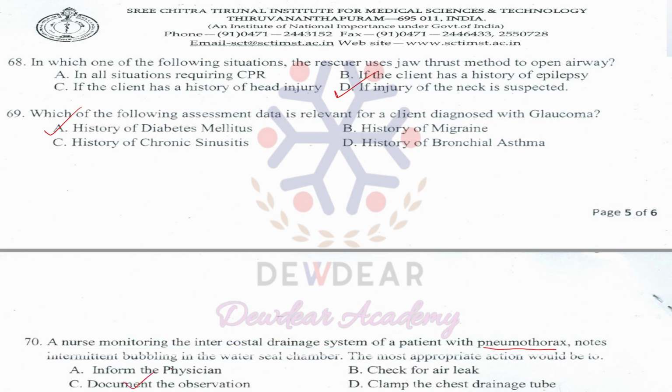Document the observation is the correct answer. If there is continuous bubbling, that indicates air leakage, so that has to be considered. But here in the question it is asked about intermittent bubbling in a patient with pneumothorax. Pneumo means air. So in such cases, intermittent bubbling is normal. So just document the observation is the answer.